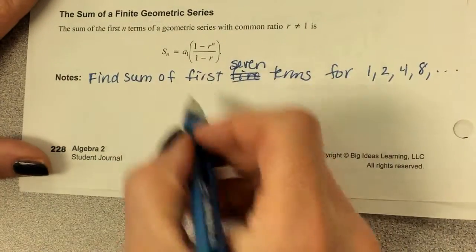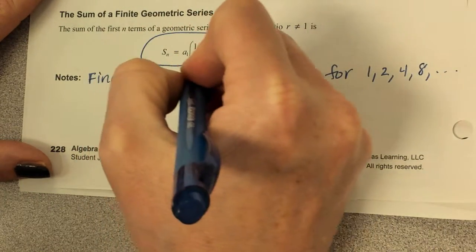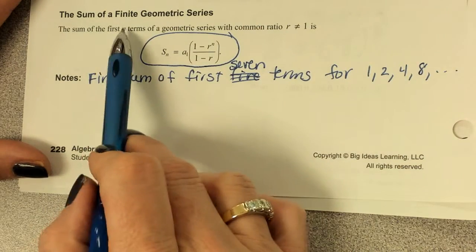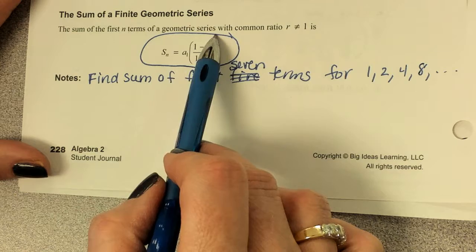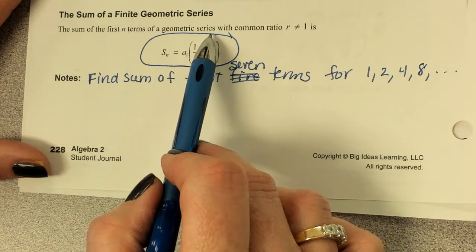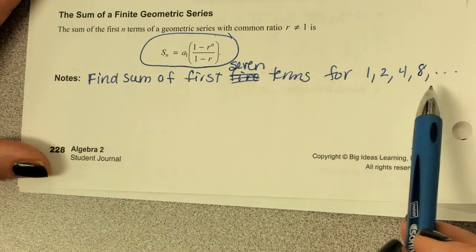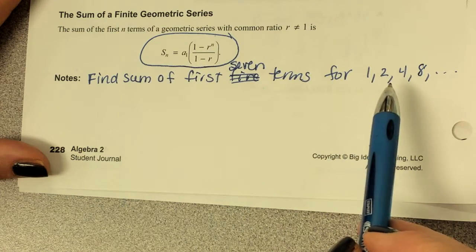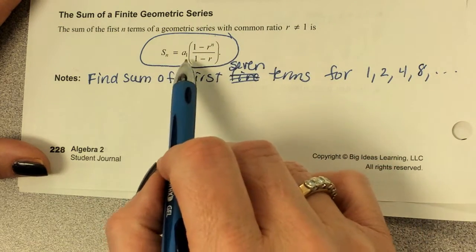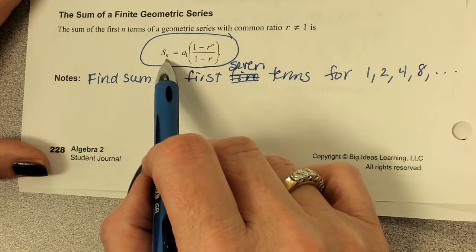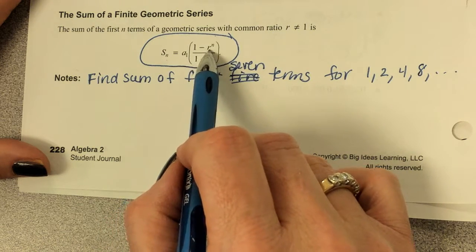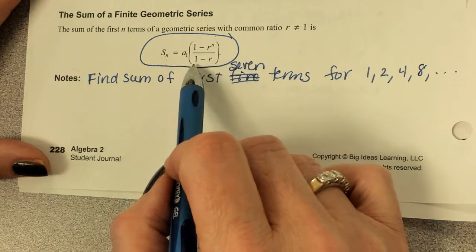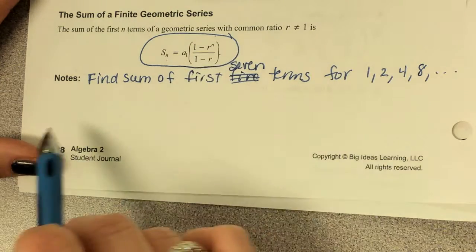And now we have a new one right here. And this is to find the sum of the first n terms of a geometric series. A series means that we have a pattern of numbers and we're going to find the sum of them. So this formula says that the sum of the first n terms is going to be a sub 1 times 1 minus r to the n over 1 minus r.